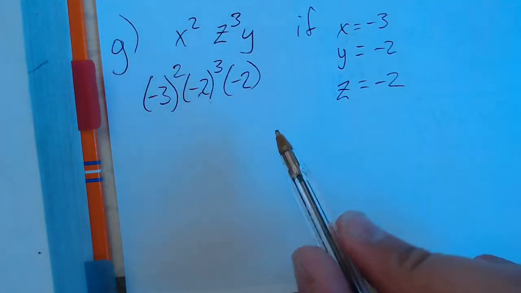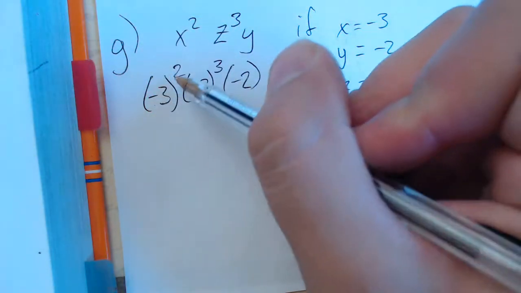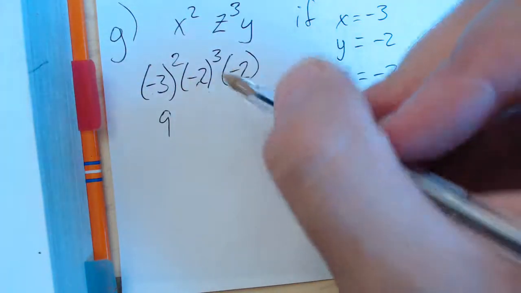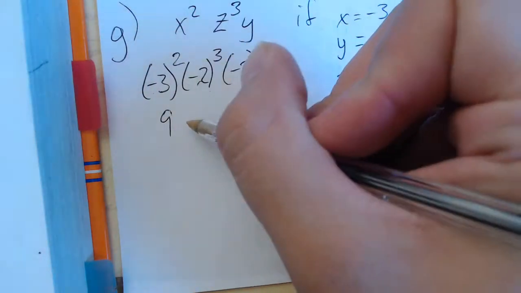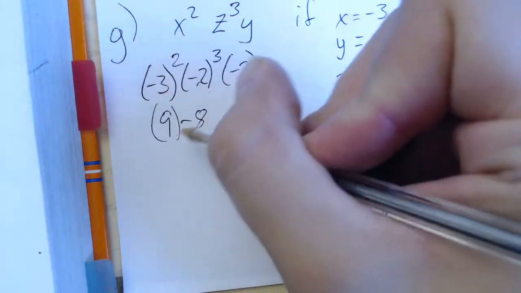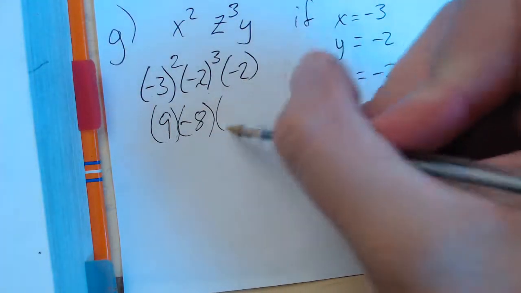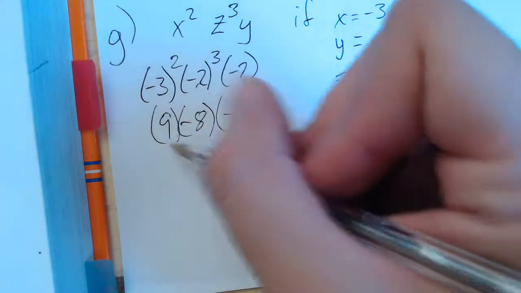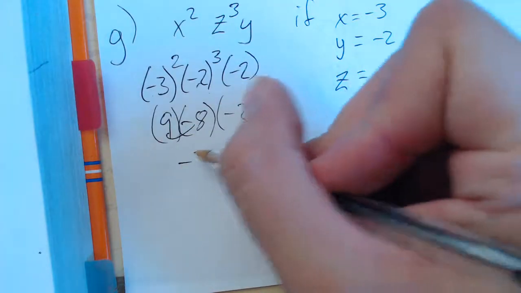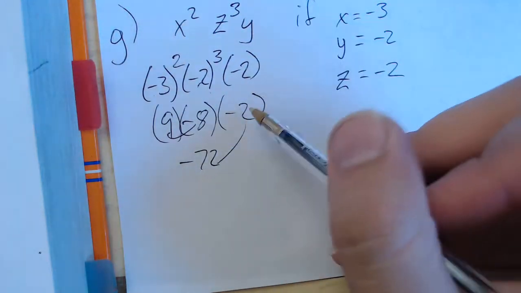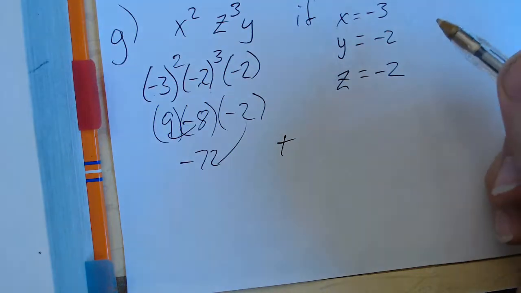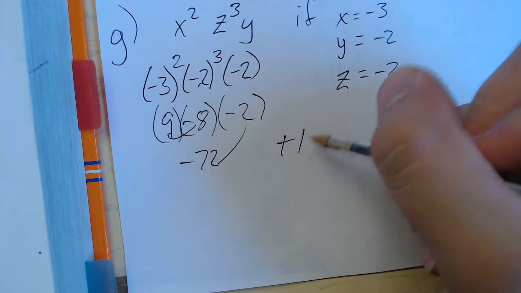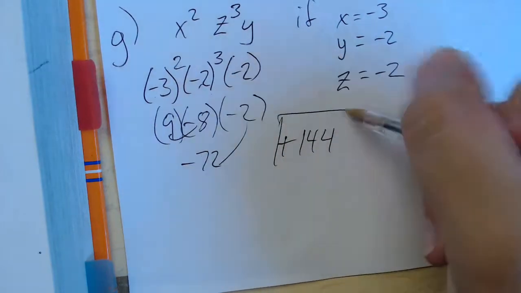So now we just have to simplify this expression. We start with the exponents. Negative 3 squared gives us positive 9. Negative 2 cubed gives us negative 8, and these are all being multiplied. And then the last one is just negative 2. So we can multiply, okay, let's see here. 9 times negative 8 would give us negative 72. Negative 72 times negative 2 is going to give us a positive number. 70 times 2 is 140. 2 times 2 is 4. So that's got to be positive 144. And that's our final answer.